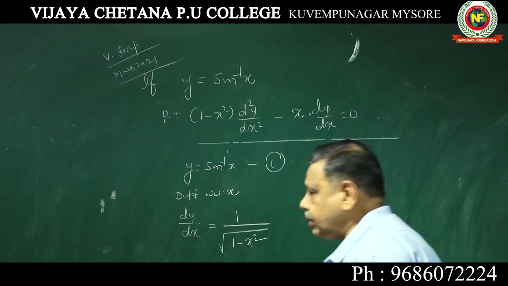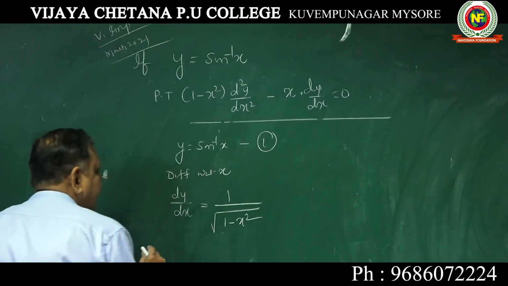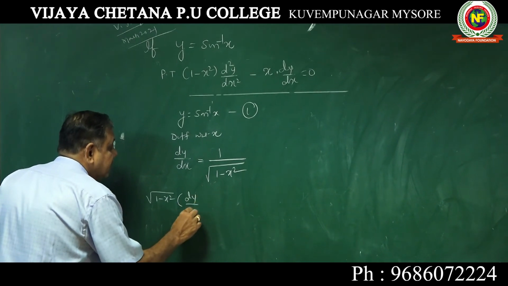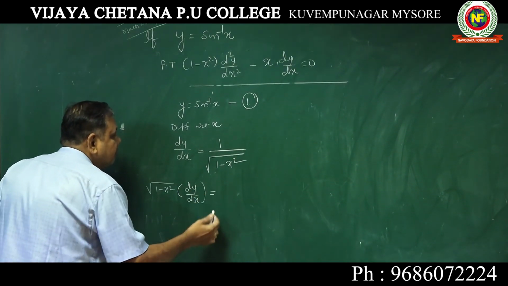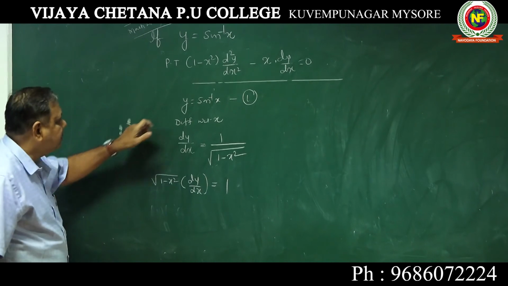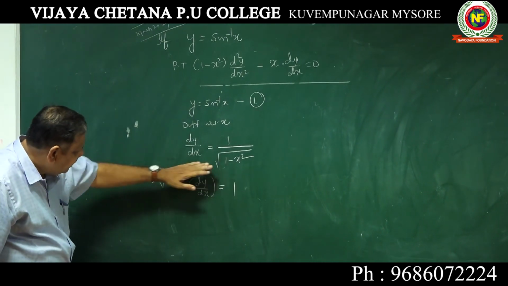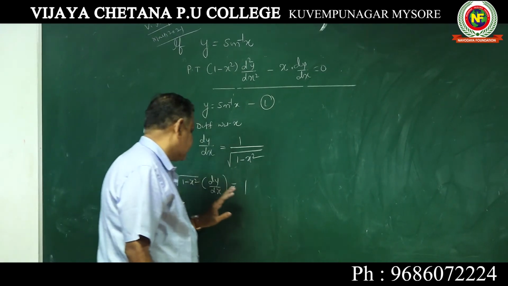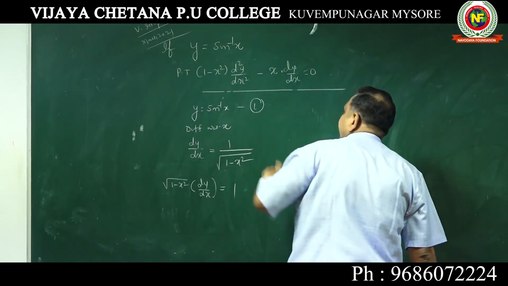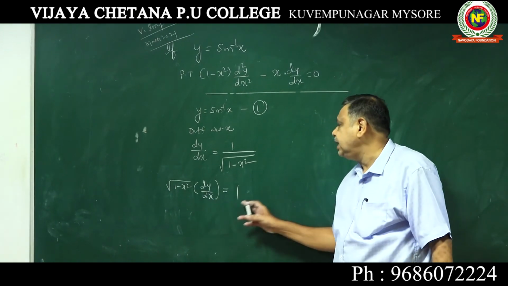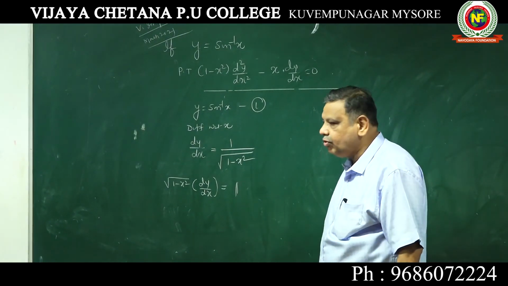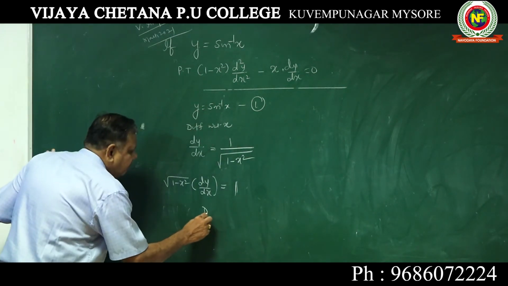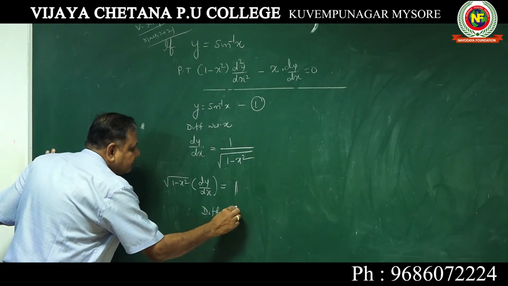Now cross multiply. Root of 1 minus x square into dy by dx is equal to 1. You understood? See, I have differentiated, and the right side is 0. Now you should differentiate this further, because you want d square y over dx square. Further differentiate with respect to x.